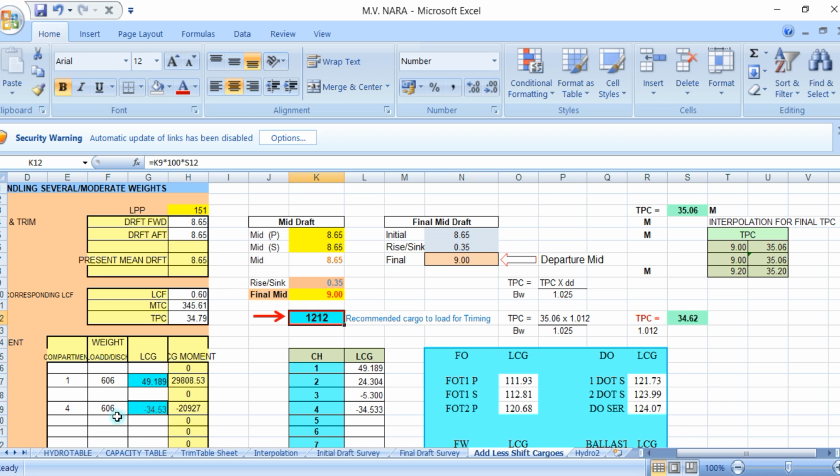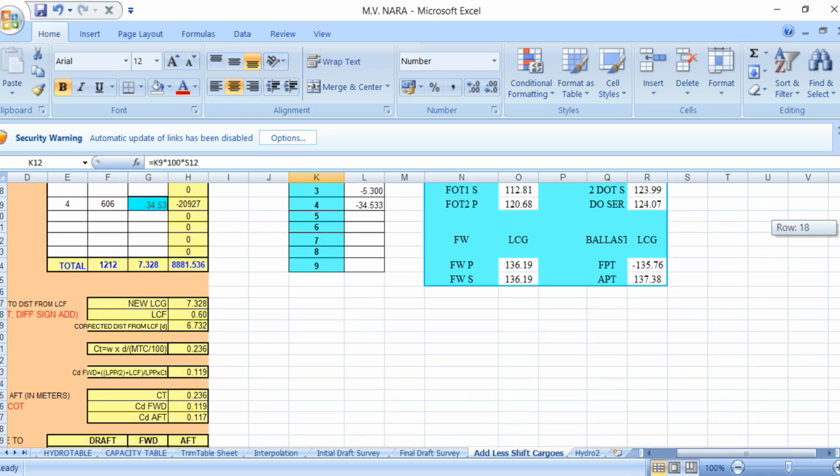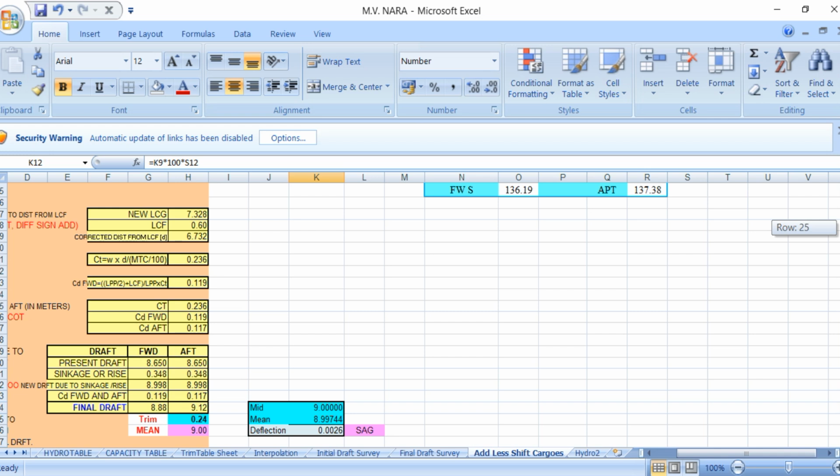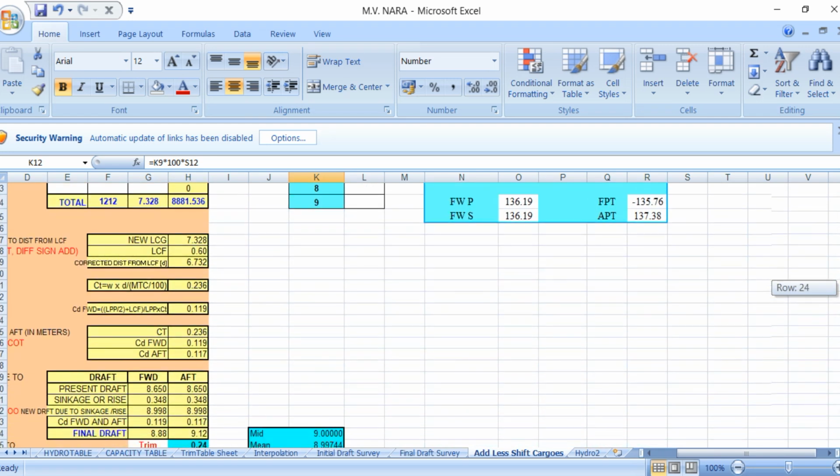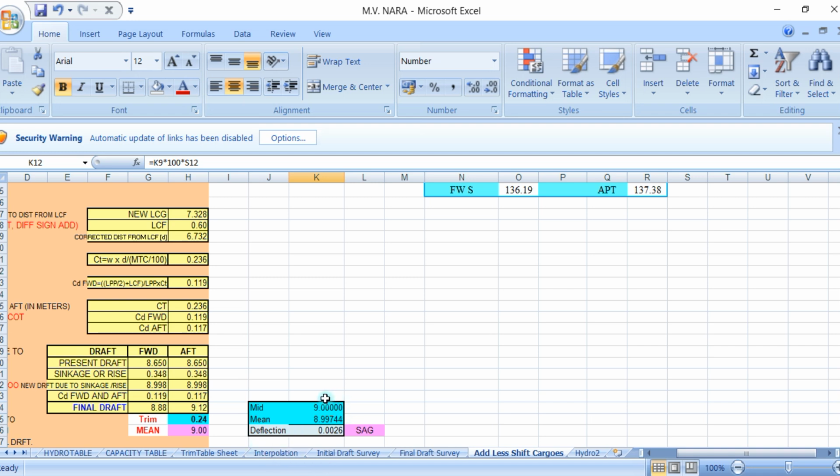606 in number 1, 606 in number 4. And your departure draft forward will be 8.88 and your aft draft will be 9.12 and your main will be 9 meters and you have a trim of 0.24. So this is your departure draft, mid 9 meters, and you have a main of 9 meters, so you have a zero deflection.